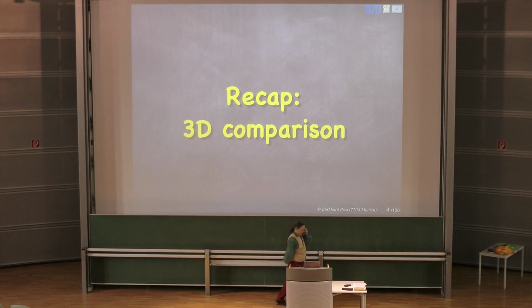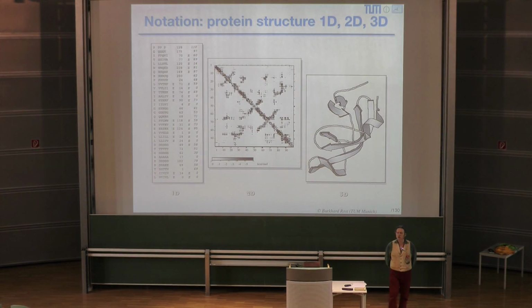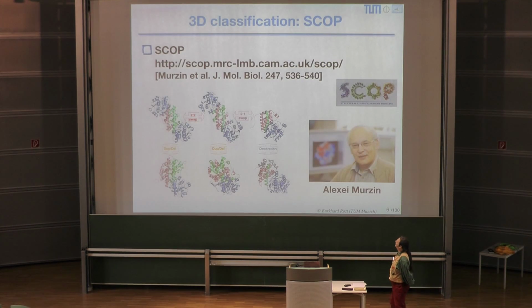So let me recap the 3D comparison. First of all, the lingo. From 1D strings to 2D contacts to the 3D, three-dimensional view of protein structures. I said 2D contains the entire information in principle except for the mirror image. And the comparison of these 3D structures is to learn about function and to learn about evolution.